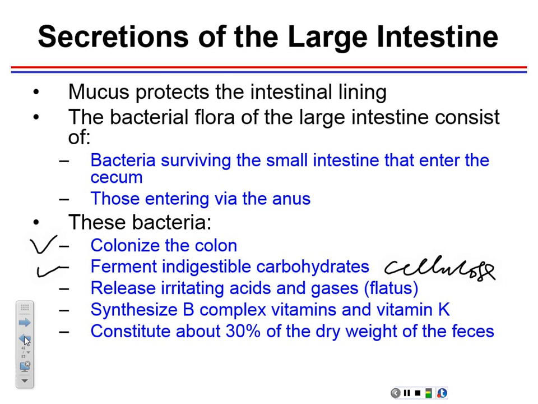And also the big thing about the bacteria, what do they do? They synthesize vitamin B, which is good, and vitamin K for us. So it is a symbiotic relationship. And they constitute 30% of the dry weight of feces. So 30% of it is bacteria. So there's a lot of it.